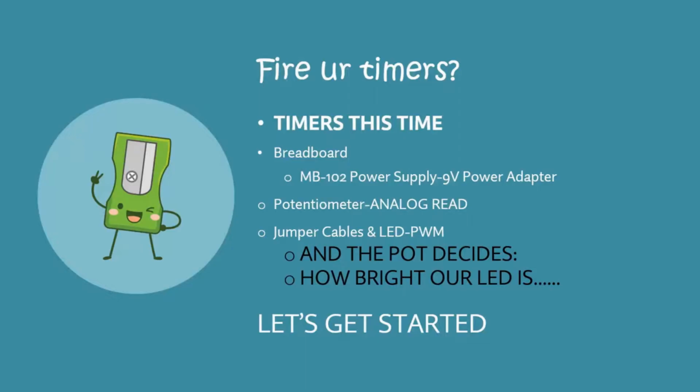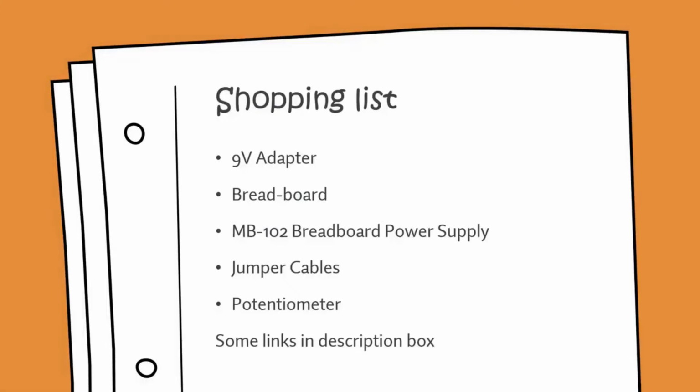The setup remains the same, an MB102 power supply adapter with a 9 volt power supply that's used to power a potentiometer. The potentiometer gives an input to the Arduino Uno's analog pins, and this analog read value decides how bright an LED is going to shine, and the brightness of the LED is decided by the PWM input to it. So here's our shopping list, the same from the previous video on the series, and I'll be posting some links in the description box as to where you can get these from.